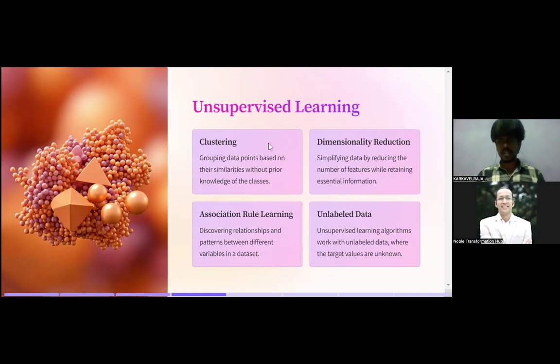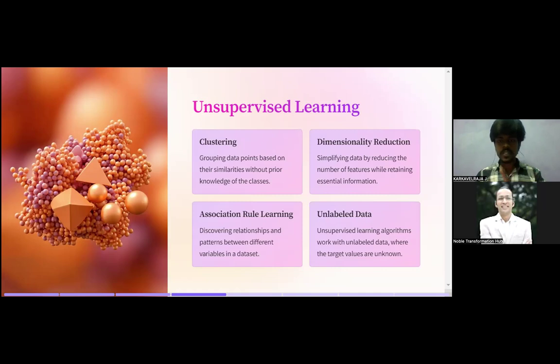Let's see what techniques we have in unsupervised learning. Clustering, guys: grouping data based on their similarity without prior knowledge of the classes. This is the same thing I have done, right? We are classifying class A based on shape as well as color, and class B by shape and color. This is clustering. We are creating classes, class A, class B, like that.